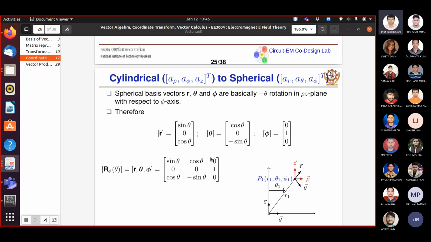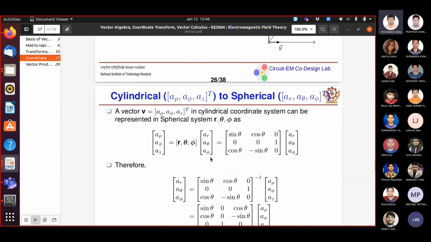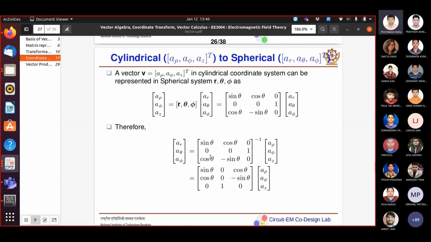Now we will apply this concept to find the coordinate transformation. Here you can see A rho, A phi, and Az. This is the definition: A rho, A phi, and Az is the rotation matrix multiplied by AR, A theta, and A phi.